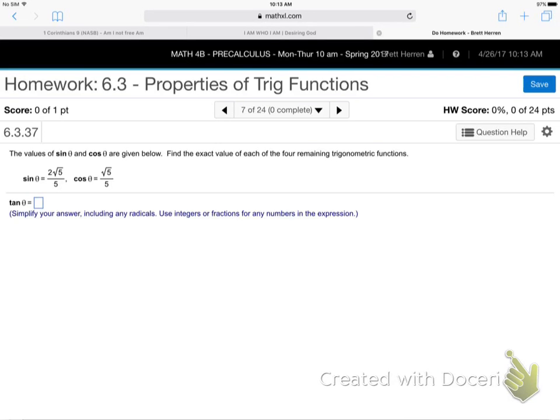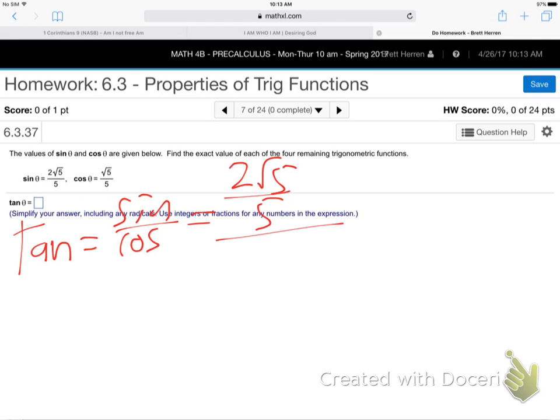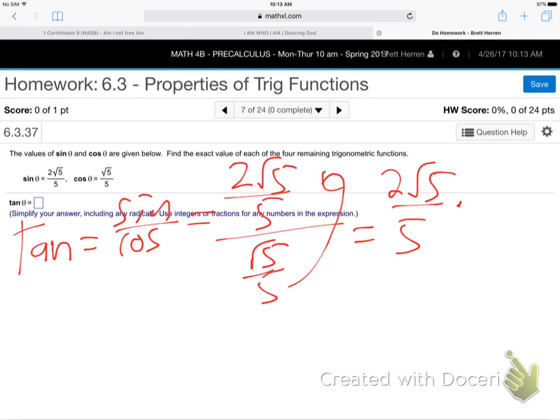Because they all come from sine and cosine, right? So they give me sine and they give me cosine. I can find the other 4 because they're all just involving sine and cosine. So tangent, as you know quite well, is sine over cosine. So that would be 2 root 5 over 5 over root 5 over 5. And then you flip it up. So it's 2 root 5 over 5 times 5 over root 5, right? These cancel, these cancel. Oh, it's just 2.